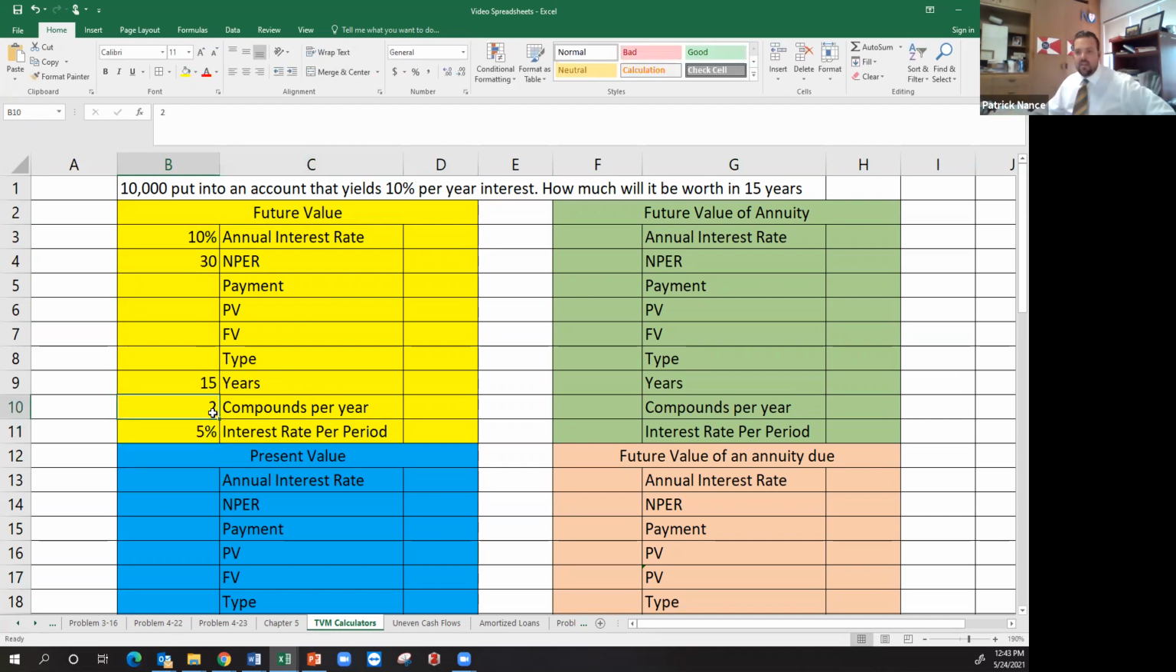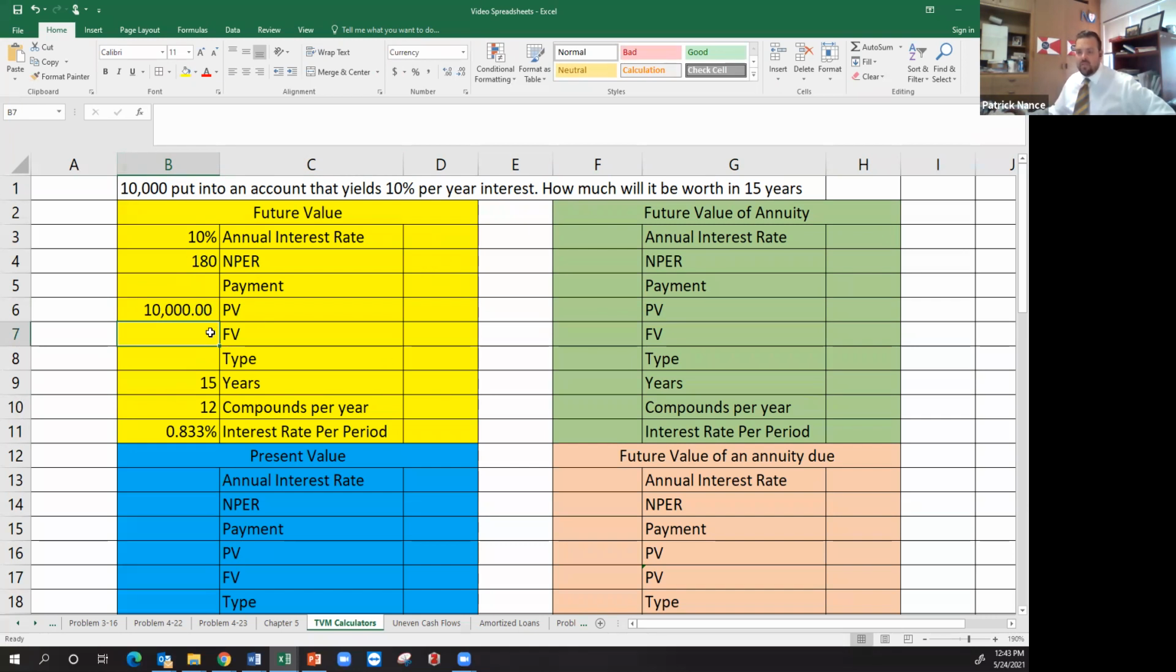But again, if it were semi-annual, if it was compounded twice a year, it would be 5%. If it was compounded monthly, it would be 0.83 repeating decimal percent as my interest rate per period. Okay, the $10,000 is the money that I'm putting in right now. So that $10,000 is my present value.